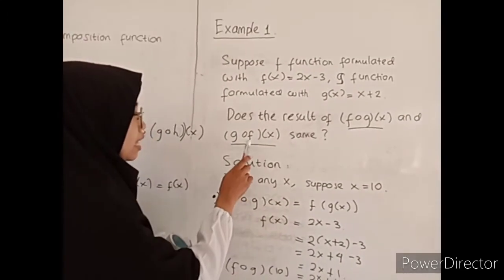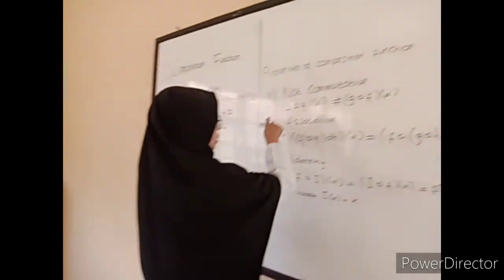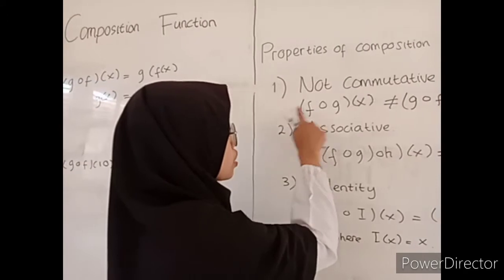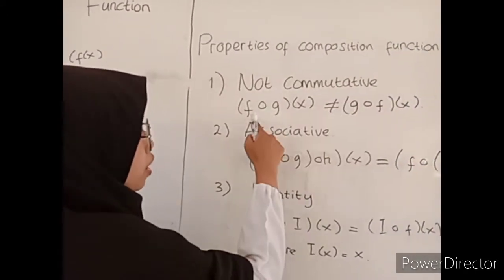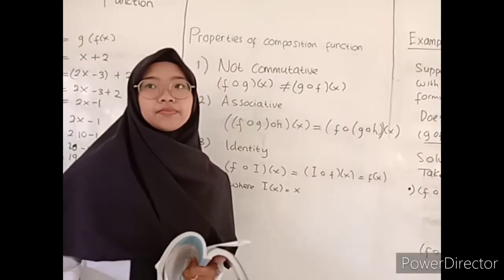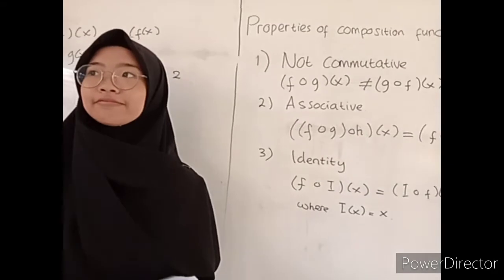So in this case, we prove that the composition function is not commutative. f from g(x) is not equal to g from f(x). Okay? Do you understand, students? Yes.